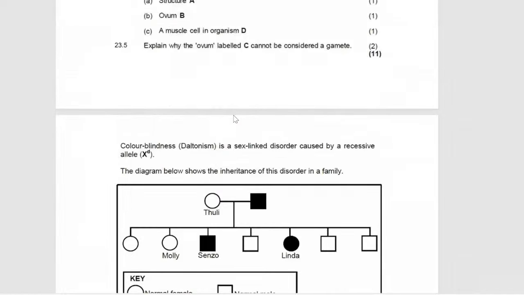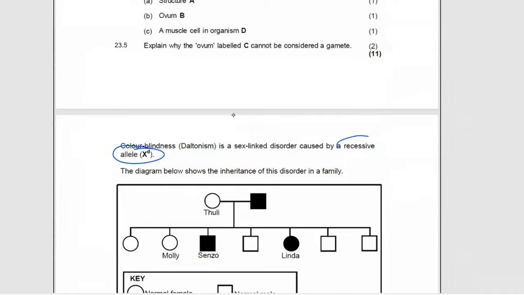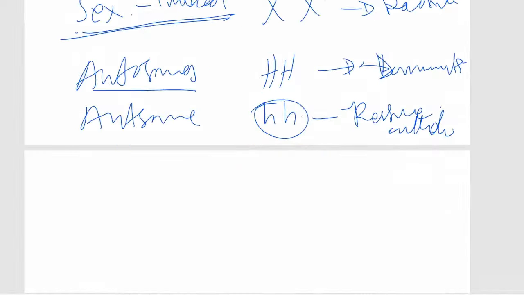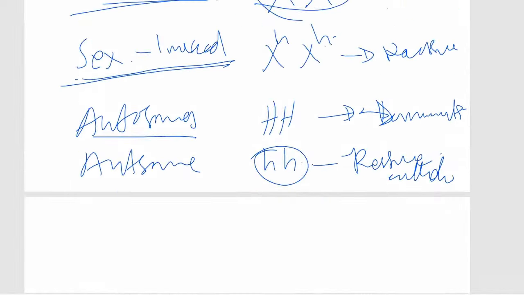Now, for example, they are saying that color blindness is a sex-linked disorder caused by a recessive allele. You see, they talked about it. They have specified that it is recessive, and then they have specified that it is sex-linked, meaning that in this case, we expect a female who is affected to look like that. This is the example which we are talking about.